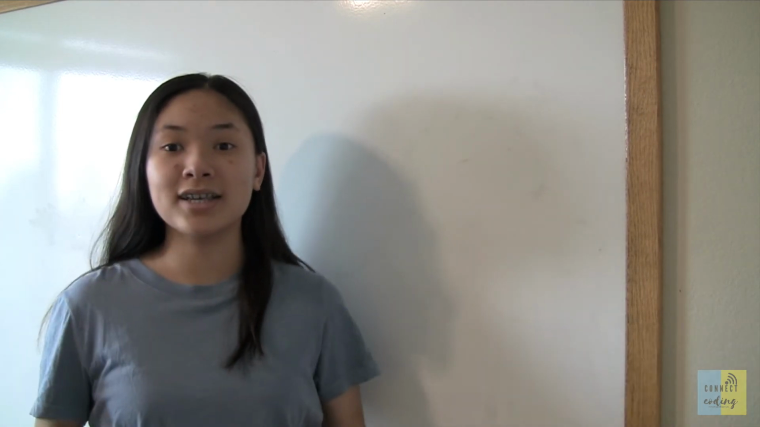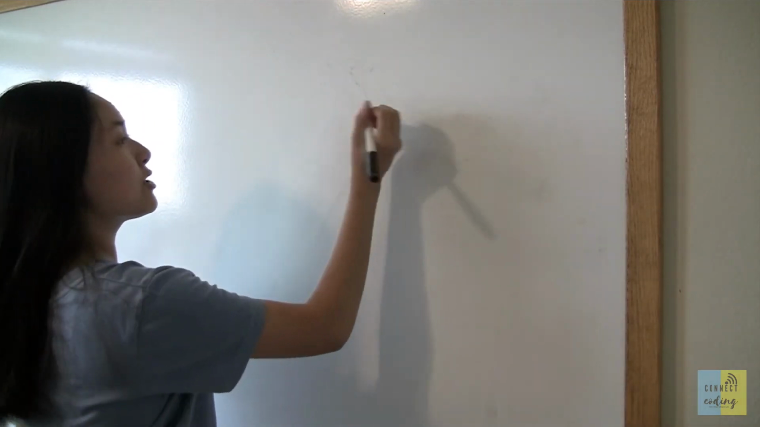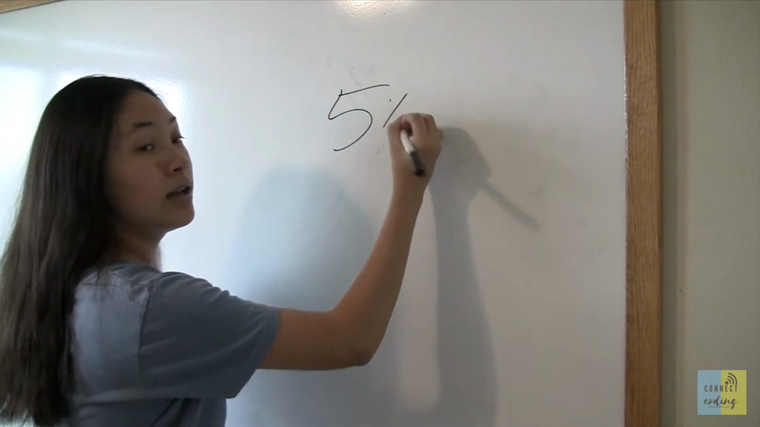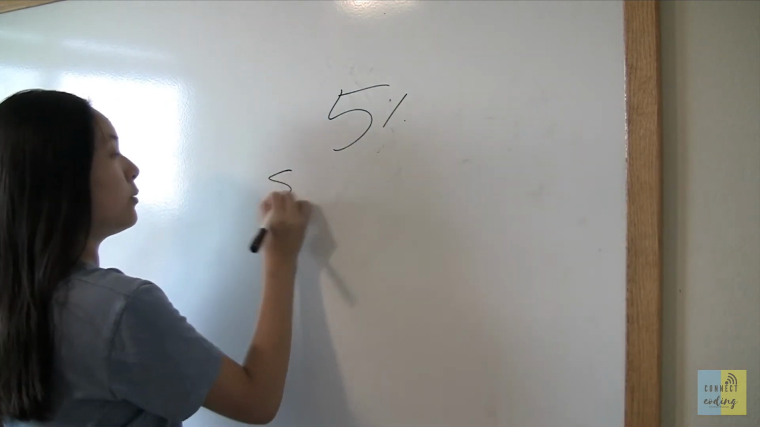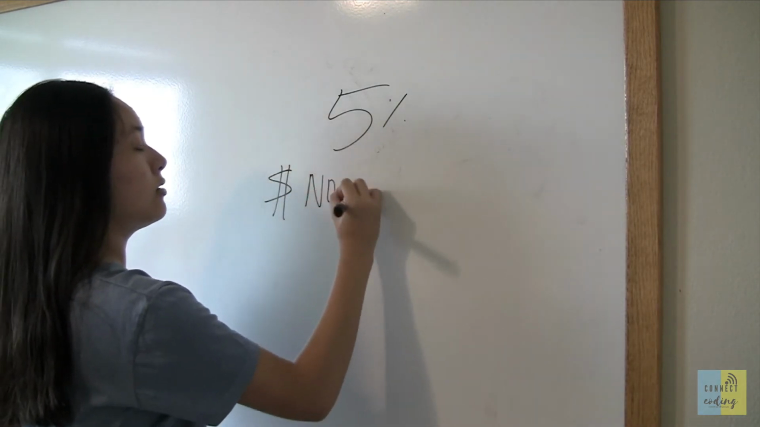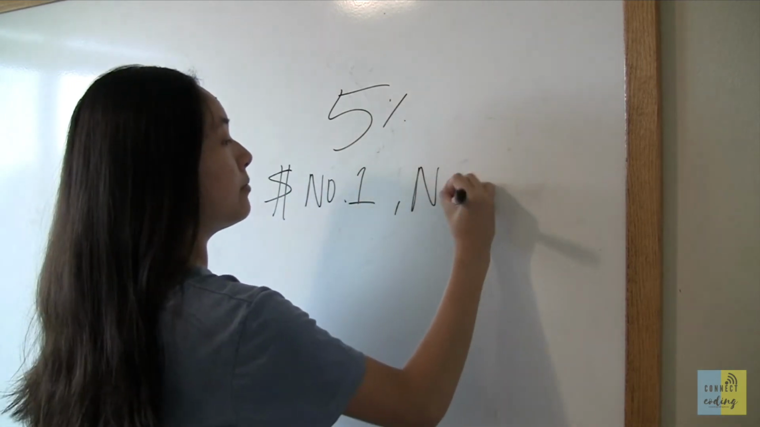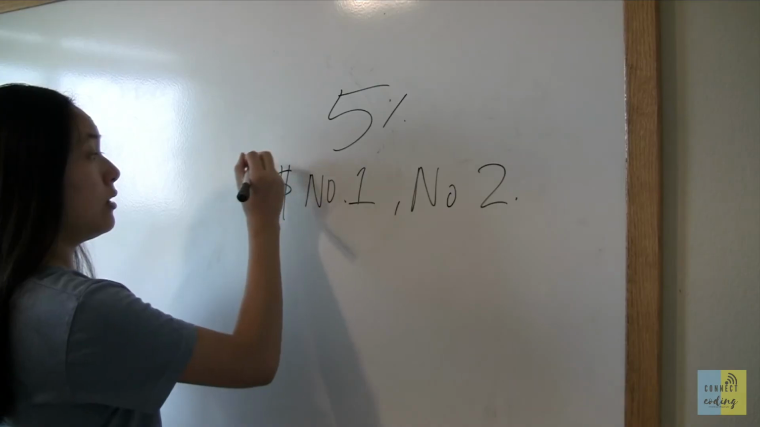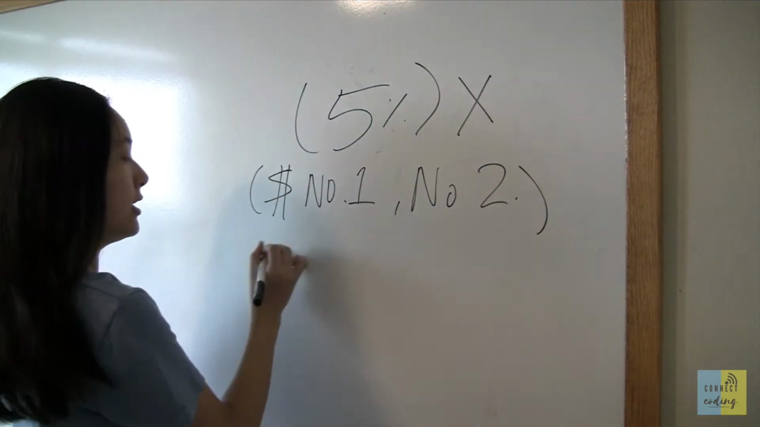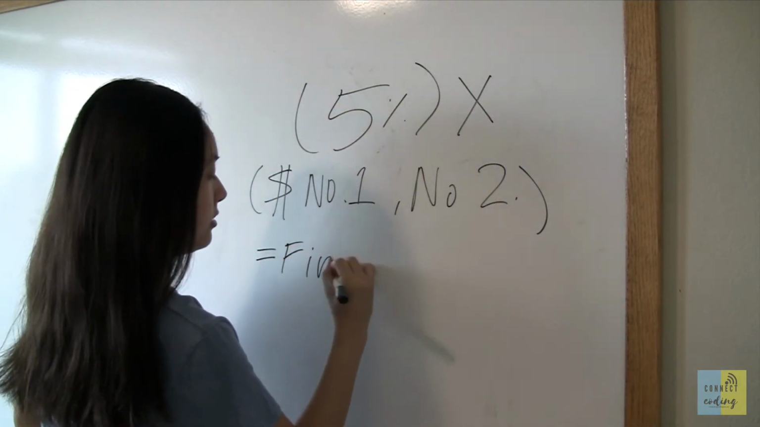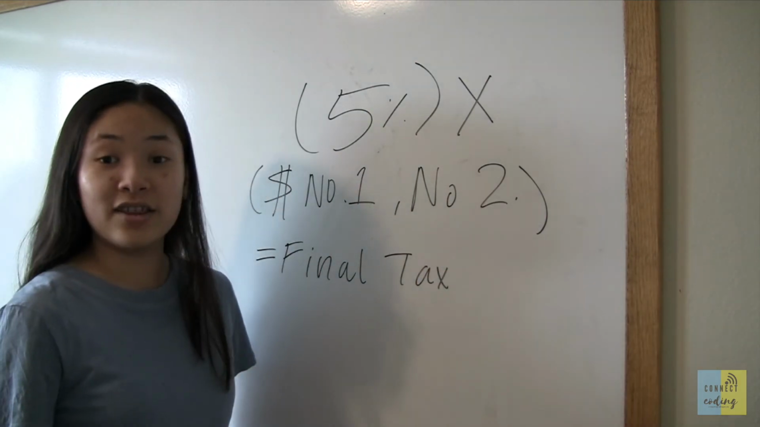So from here, we have to figure out how to calculate tax. Tax is basically the price of the meal multiplied by the percentage of tax. So in our case, the tax percentage would be 5%, and the total cost would be the price of item number 1 and item number 2. We take these and multiply them together to get the final tax.